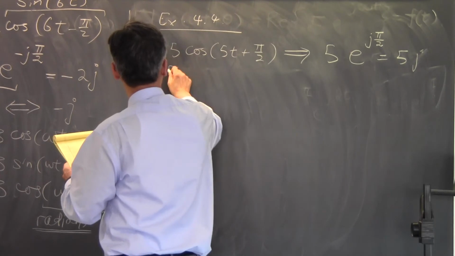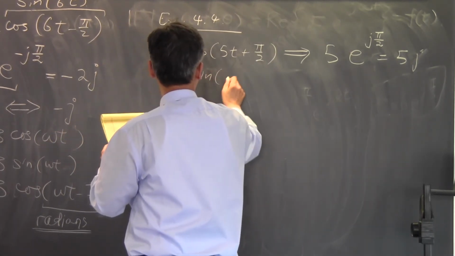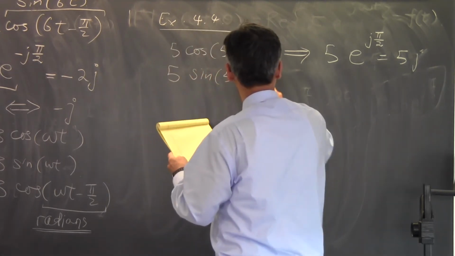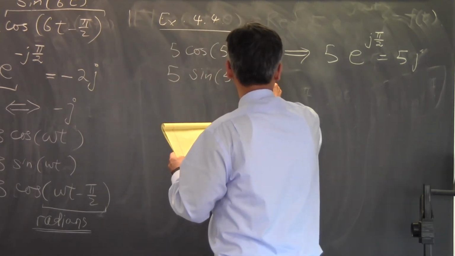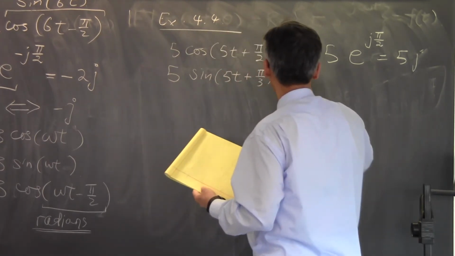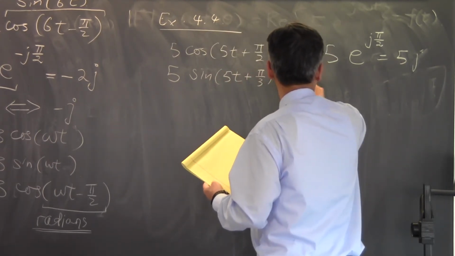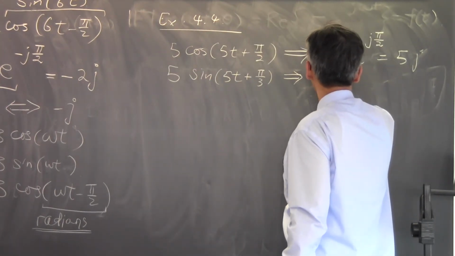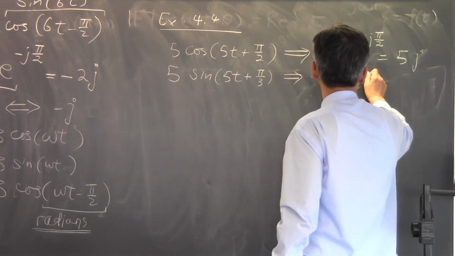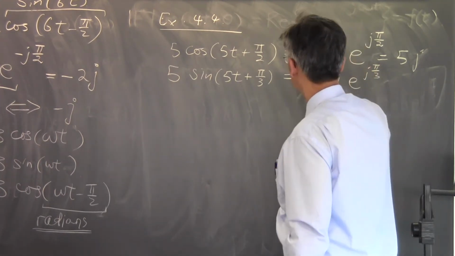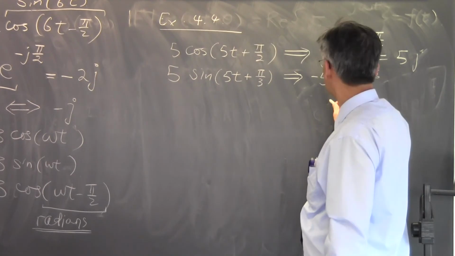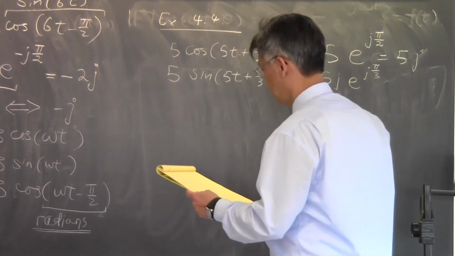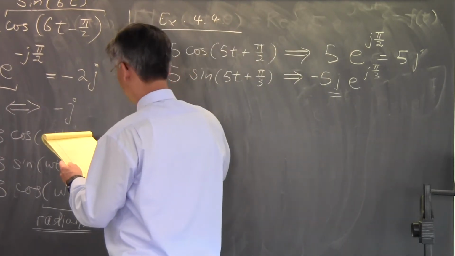And what is the phasor form of 5 sine of 5t plus pi? Actually, I have pi over 3 in the textbook, but I put pi over 2. That's okay, I'll just get you the right answer anyhow. So this will be minus 5j e to the j pi over 3. Because it's a sine form, I just have to multiply by minus j and convert that. And then we do example 4.5.